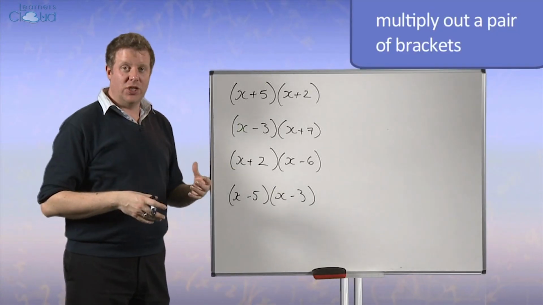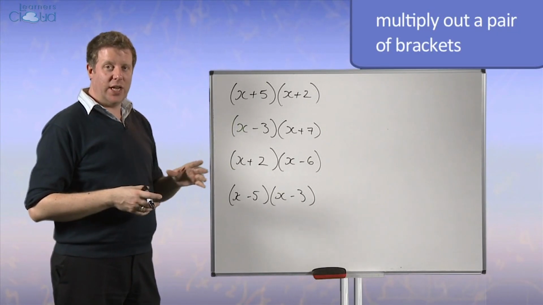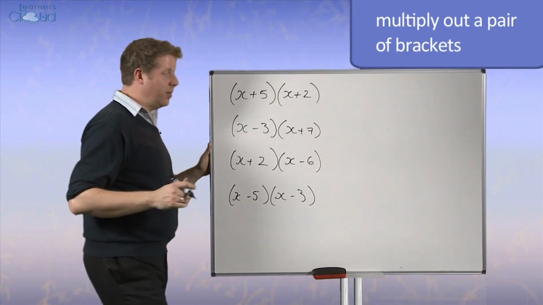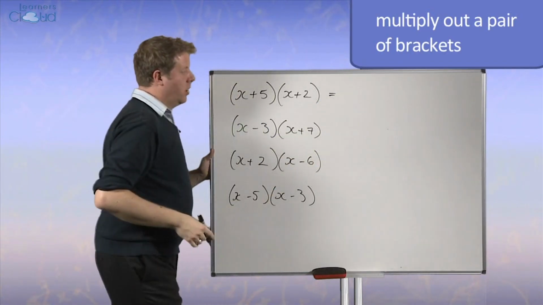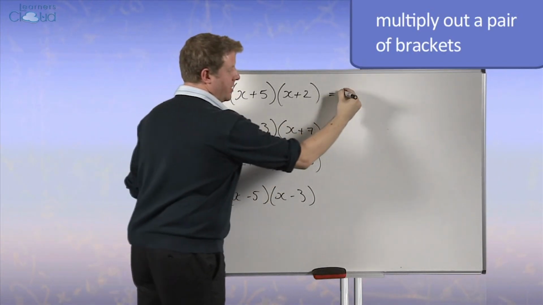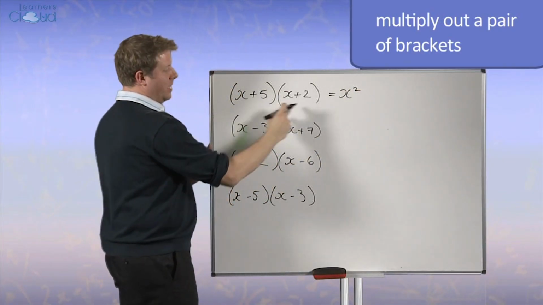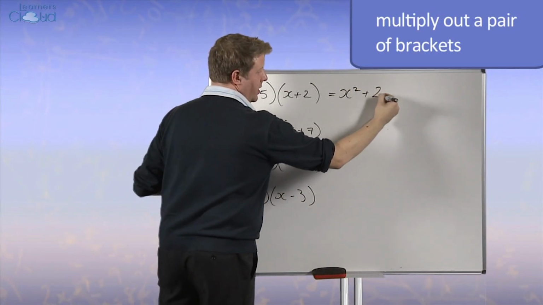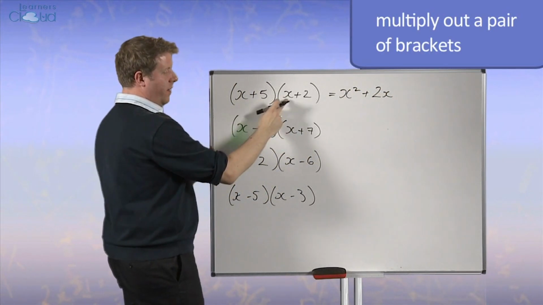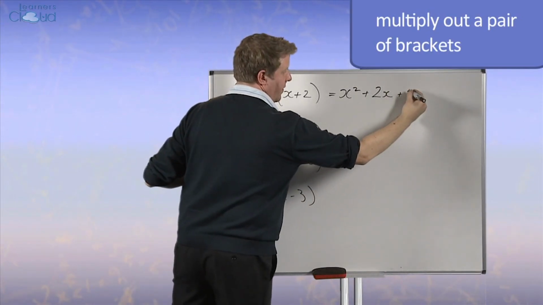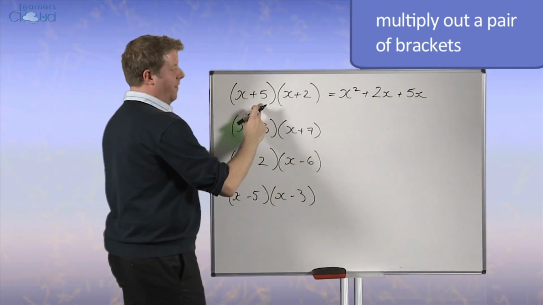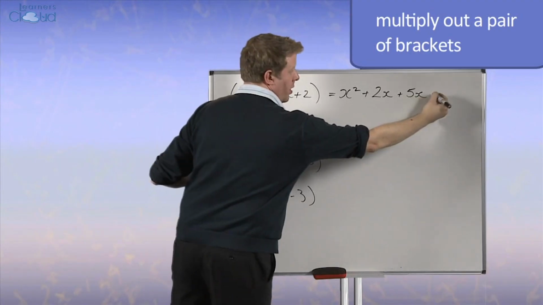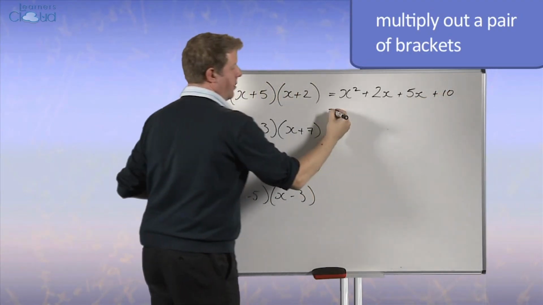Okay, hopefully you managed those quite easily. Let's check now and see if you've got the same answers as I do. So, using our method, x times x gives us x squared, x multiplied by 2 gives me 2x, 5 multiplied by x gives me 5x, and 5 multiplied by 2 gives me 10.